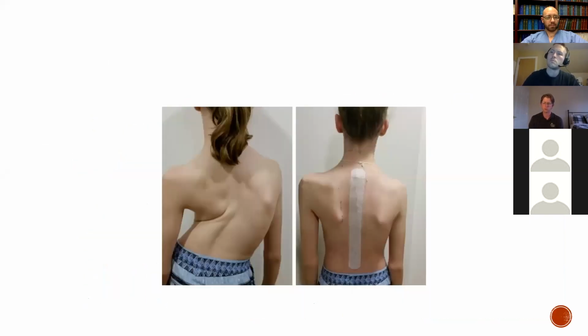Yep. This is just a before and after of what a post-op scoliosis looks like. You can see that there's a lot of correction there. You can see more evening out of the waistline here. Shoulders are more symmetric, and there's clearly no obvious curve here. She's pretty straight.